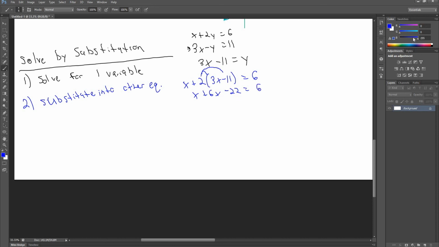Well, I guess technically this is supposed to actually be step 3. I'm skipping ahead. So step 3 is solve for the first variable. So this should be in red. So x plus 6x minus 22 is equal to 6. I just get so into the groove of doing these that I skipped ahead of the actual step.